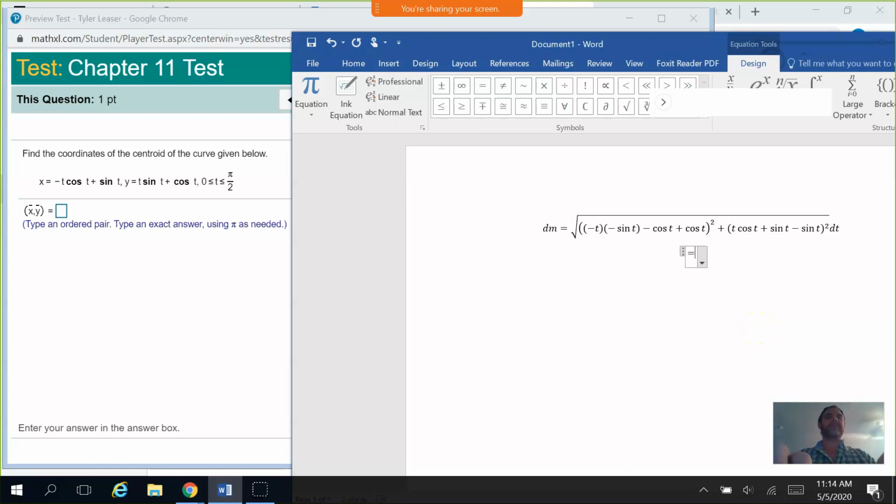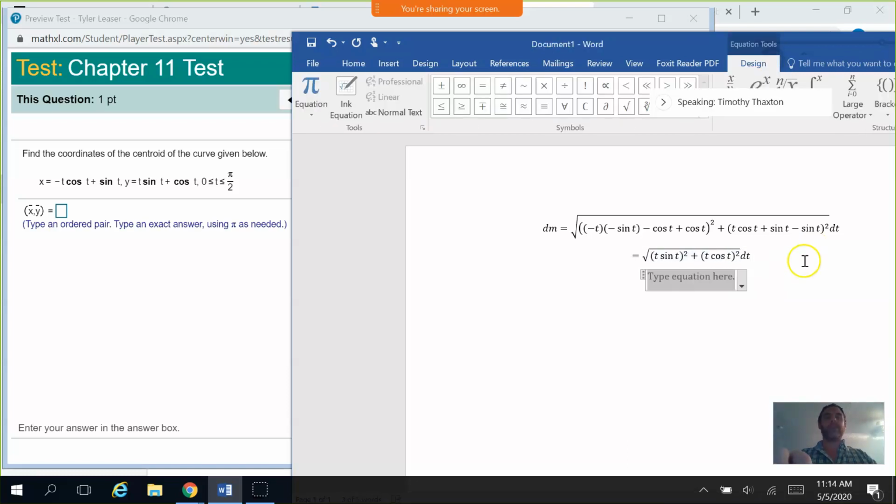To clean this up, and it should clean up to be pretty nice, this is going to be a positive t sine t. The cosine and the sine cancel each other out, so it's just that t sine t squared, plus same thing's going to happen here. This sine t and this sine t cancel out, so we're going to end up with the t cosine t squared.